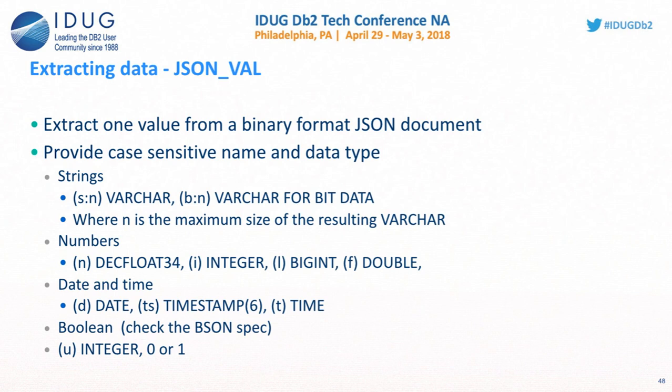You also have to know which kind of data value it is, and these are what DB2 supports. So if you've got a string, you can tell it it's a VARCHAR or a VARBINARY, where n is how big it is. For numbers, you've got any one of these: integers, big integers, doubles, or if it's got a decimal point, a DECFLOAT. Date and time actually comes out through BSON. And if you've got Boolean, give it an integer with a 0 or 1.